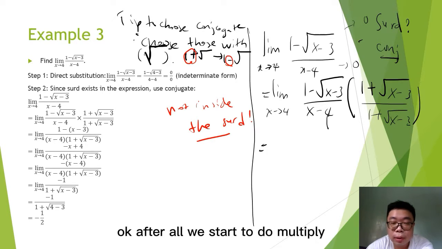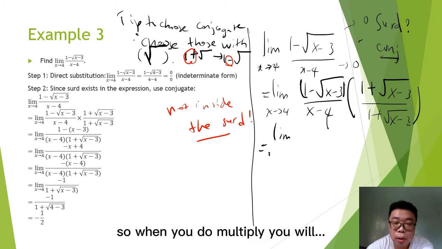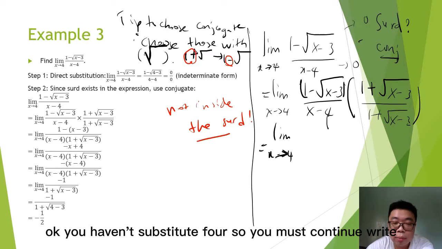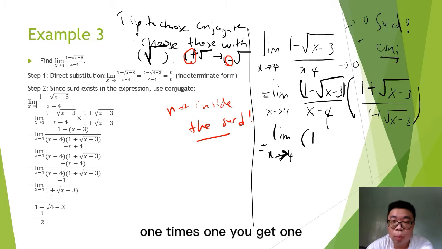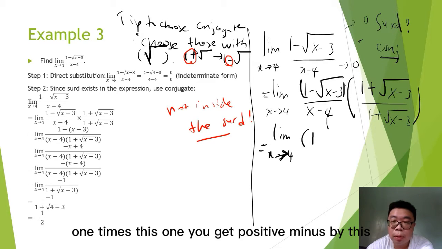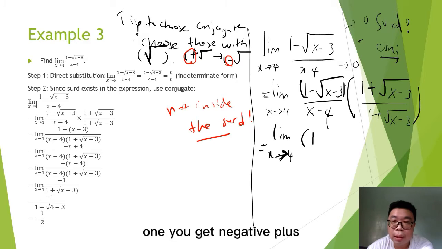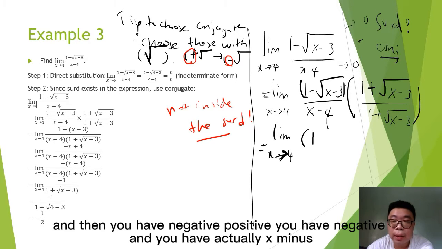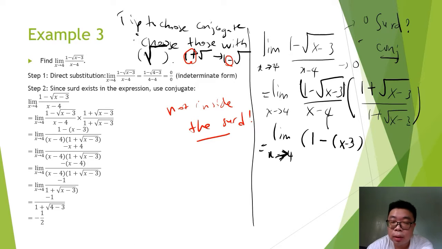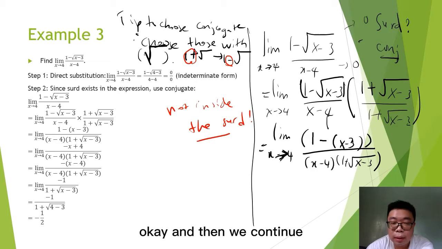After all, you will start to do multiply. When you do multiply, you haven't substituted 4, so you must continue to write. 1 times 1, you get 1. 1 times this one, you get positive, minus by this one, you get negative, plus minus, you get 0. And then you have negative, positive, you have negative, and you have actually x minus 3. Don't forget this bracket over. Okay, and then you will continue.